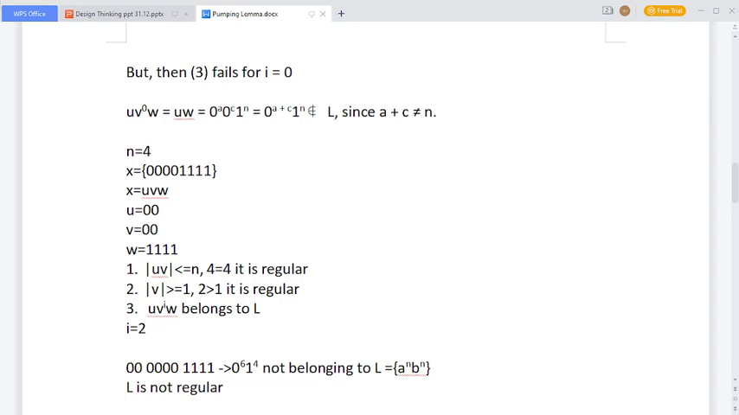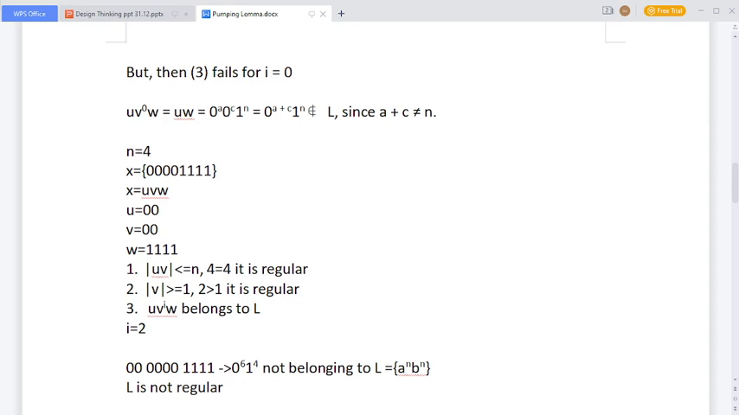So now I am going to check i equal to 2. I am going to put i equal to 2, so there is no change in the u, I am going to put double zeros. Then v is going to be put 2 times. It is already 2 times, so now it is going to be pumped by another 2 times, that is 4 zeros, followed by w, 4 ones. Here this is 0 power 6 and 1 power 4. It does not belong to L, a power n, b power n.